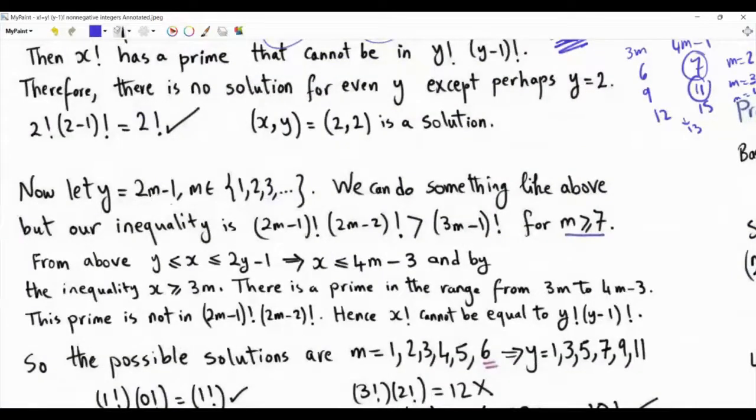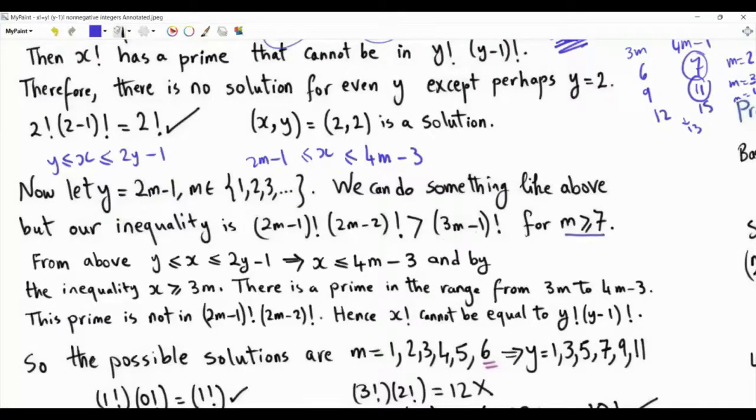So we take y to be equal to 2m minus 1. And we will repeat the same steps. x should be between y and 2y minus 1. Now, if y is equal to 2m minus 1, then x is between 2m minus 1 and 4m minus 3. Can we have a solution in this range?